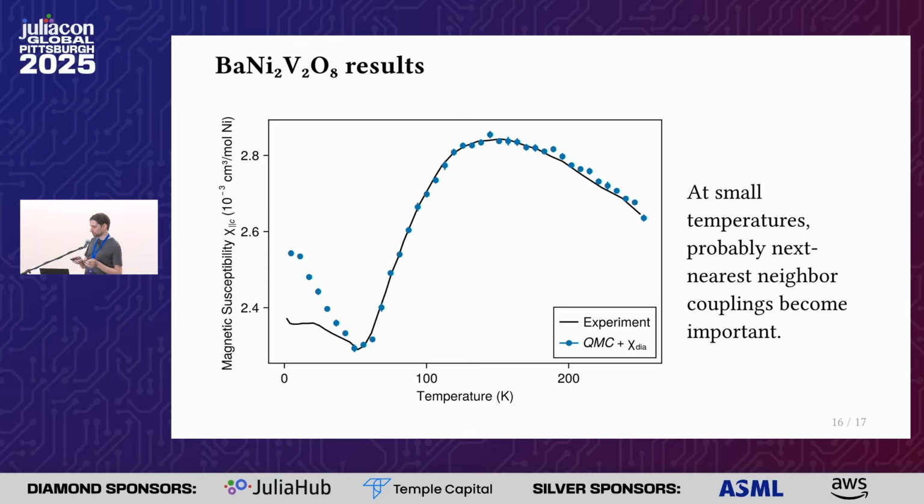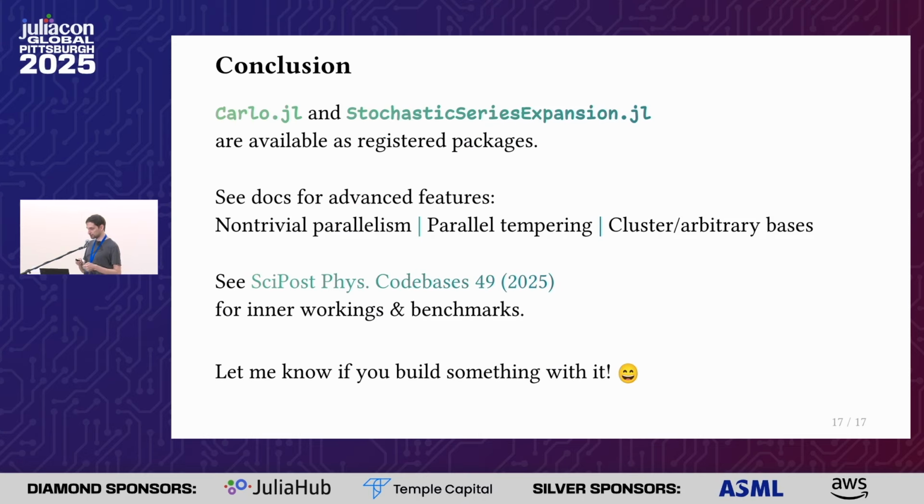And you see it fits rather well, except for low temperatures. At these low temperatures, probably the simplified model is not quite enough. Probably there are some next nearest neighbor exchange couplings or something else that becomes important. But I think it's a handy tool in case you're an experimentalist and you'd like to check the model parameters you got from some other place. You can try to use this code. And with this, I'd like to conclude.